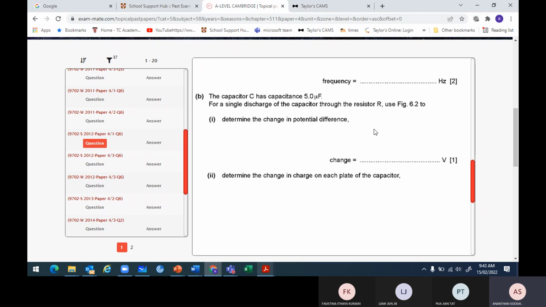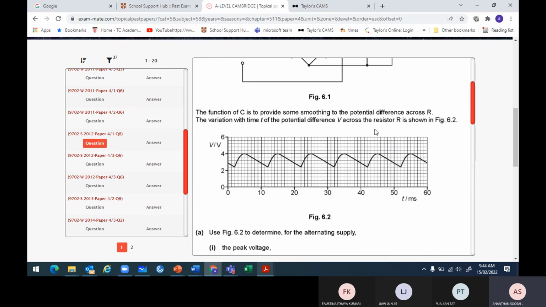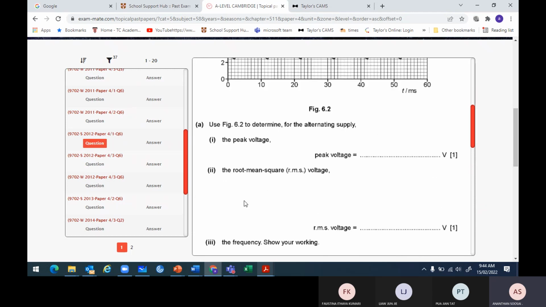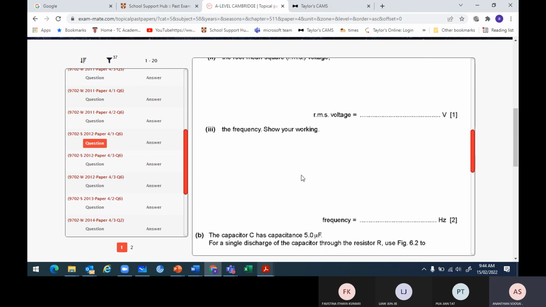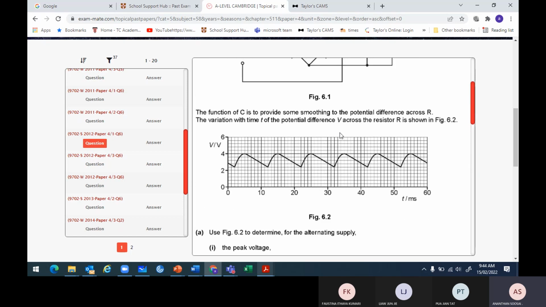So C equals Q over V. Change of Q over change of V is your capacitance. They're asking for the change of V. C we know, so we need to know the charge, right? How much charge has been released? Can you find the charge anywhere? Oh, we can't find the charge here. You know the peak voltage, you can get root mean square, get frequency. So the change in voltage, we can get from the graph.